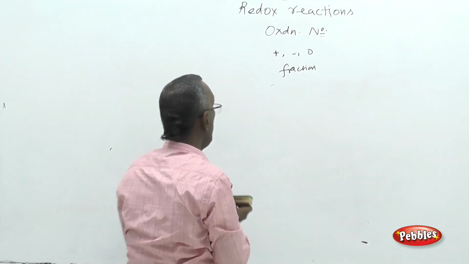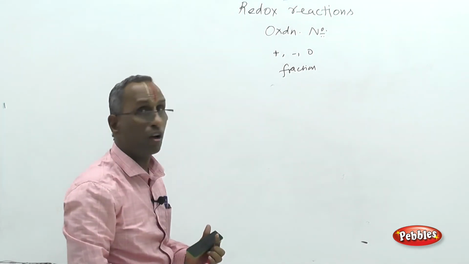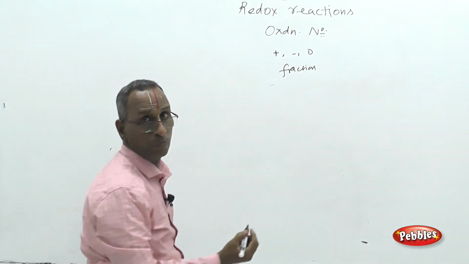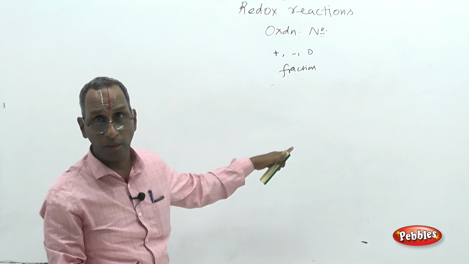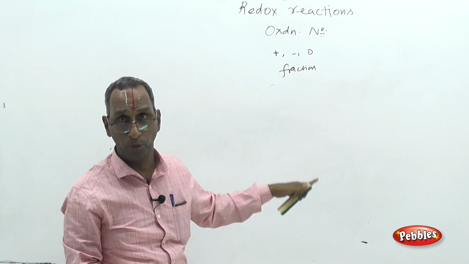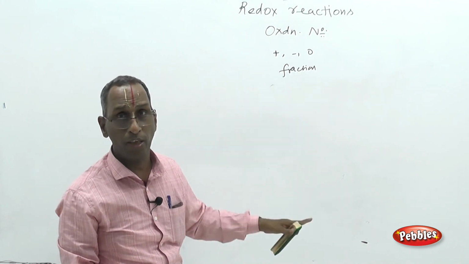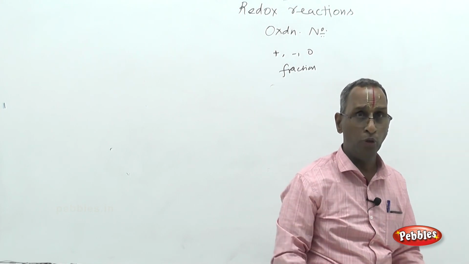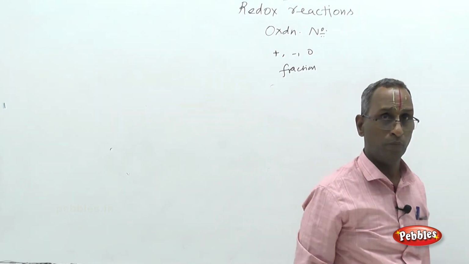Now we will see some examples with negative oxidation number. So far we have seen that the oxidation number of chromium is positive, and manganese is positive. In that case, for what systems is the oxidation state number negative? We will see such examples in due course.